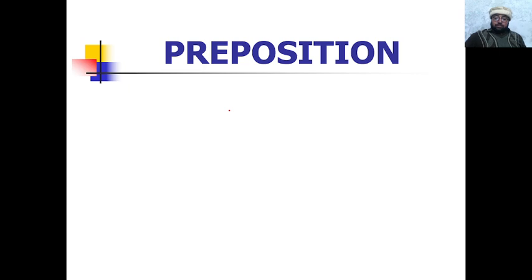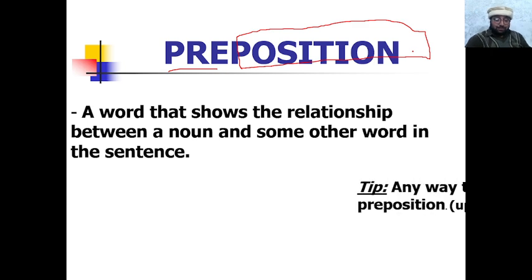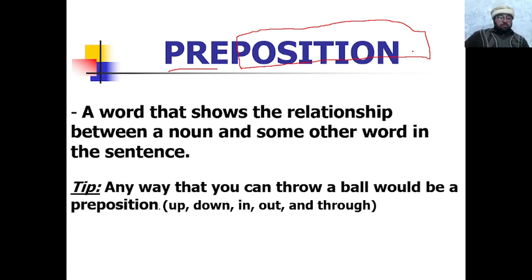Now we have prepositions. Prepositions belong to the third family of the parts of speech. In prepositions, we have words that show us the position of a subject or an object. Okay, and it can be nouns or pronouns. So let's see. They show the relationship between a noun and some other words in a sentence. So any way that you can throw a ball would be a preposition, like up, down, in, out, or through a door maybe. Yeah.